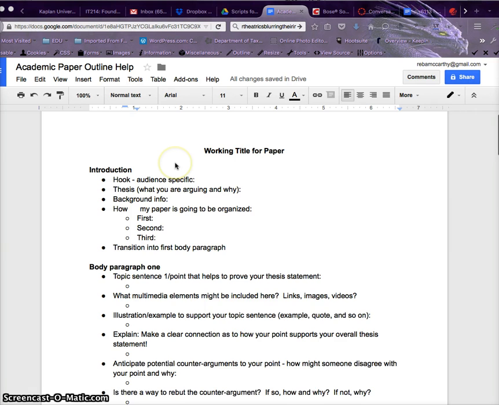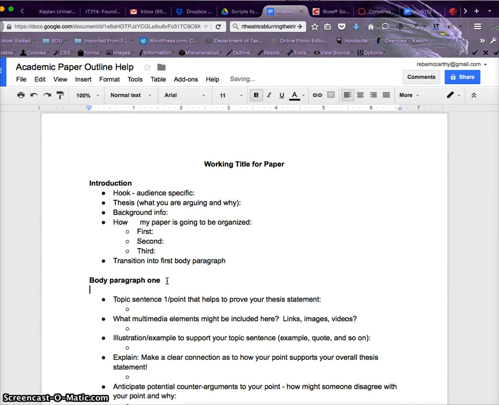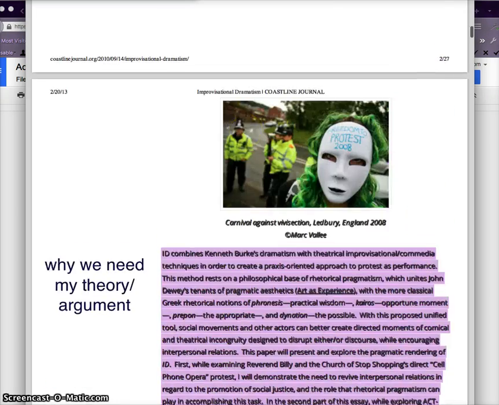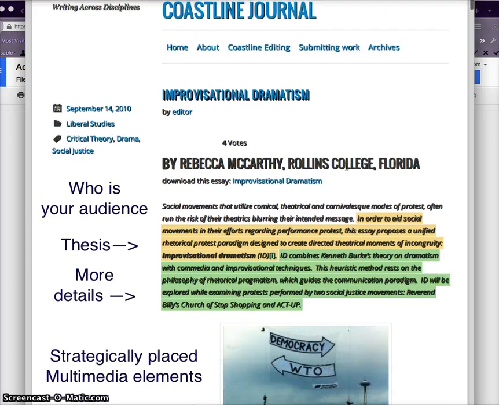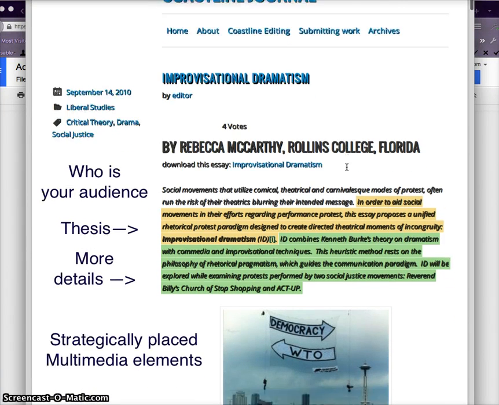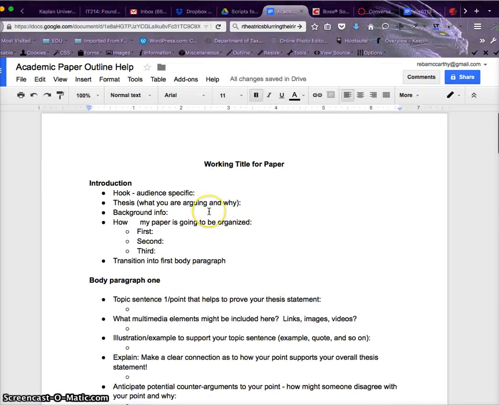First, I'm going to go over this outline process that I use. You don't have to use the same outline process, but I find that it really helps a great deal in organizing my papers. So I'm going to show you what I do when I write papers. And I'm going to go between there and this article that I wrote several years ago now, called Improvisational Dramatism. And both of these documents will be available to you. You'll be able to see how I apply what I'm going to show you on the outline process, okay? So let's start with the introduction.